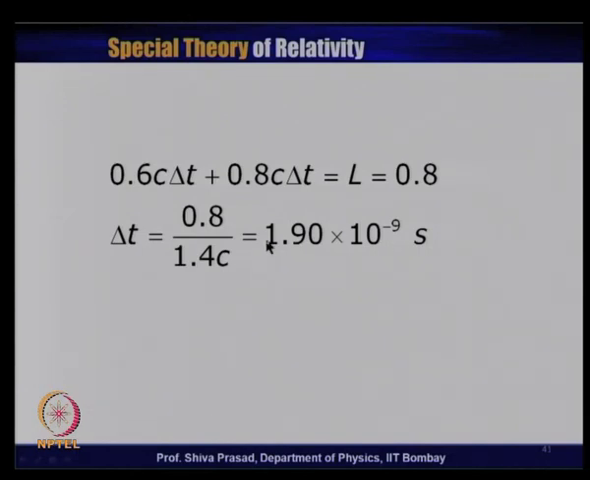Only one comment I would like to make: if you had solved the problem classically, you probably would have said, what is the relative speed, and then calculated classically the relative speed as 0.6 and 0.8, and divided 0.8 by 1.4 c. Now, would you say that the relative velocity has increased and has become larger than c? No, that is not correct. Relative velocity in relativity means only one thing: you must change your frame of reference and go to the other frame of reference and then calculate the velocity.